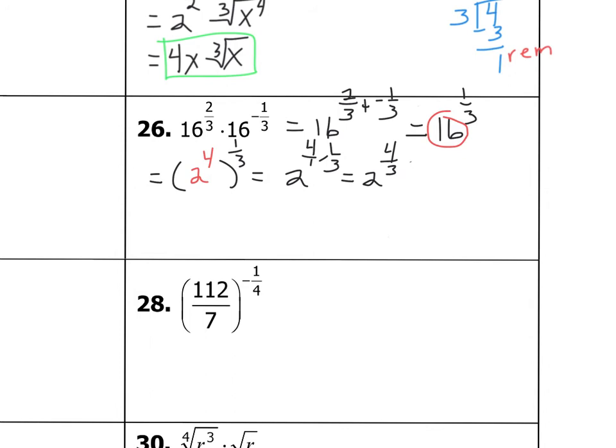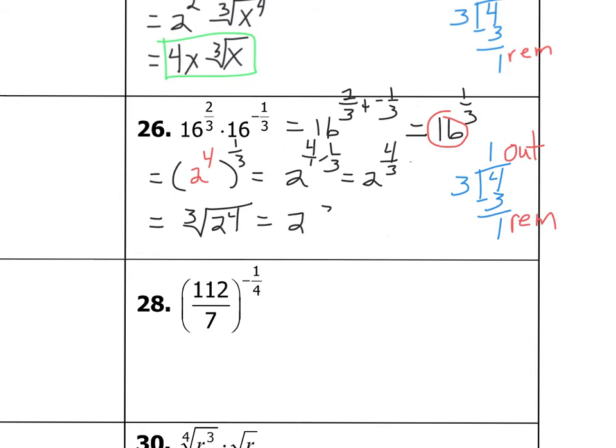Now I can put that into radical form. The 3 becomes my index, and then I have 2 to the 4th underneath. Again, you're covering up that 3, and you can see 2 to the 4th goes underneath, and that 3 becomes your index. Somewhere off to the side, you're going to take 4 and divide it by 3. 3 goes in there once with 1 left over. So you're going to have 1, 2 that's going to come out in front, and 1, 2 is going to remain underneath. Our final answer is 1, 2 out in front, cube root 1, 2 remains.